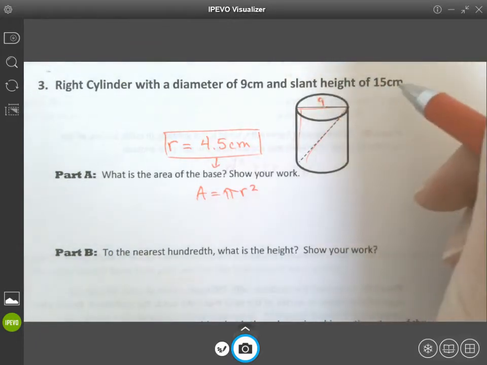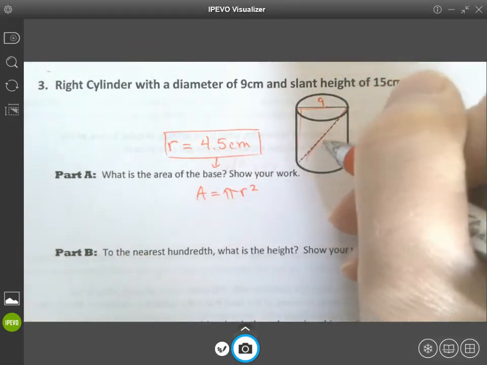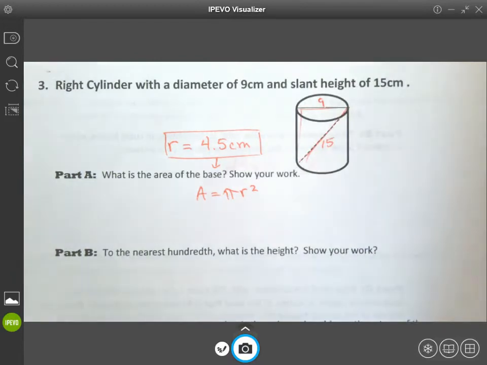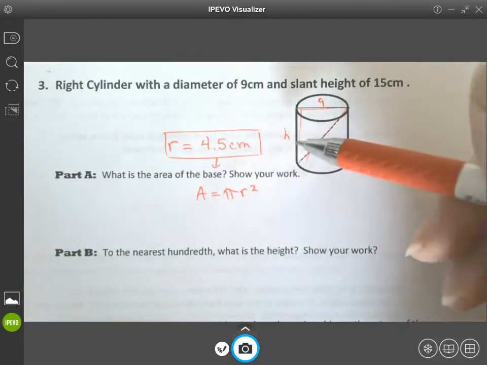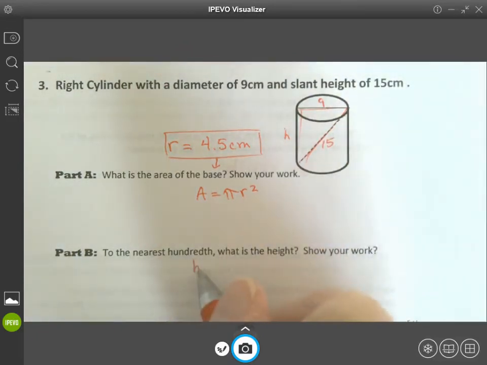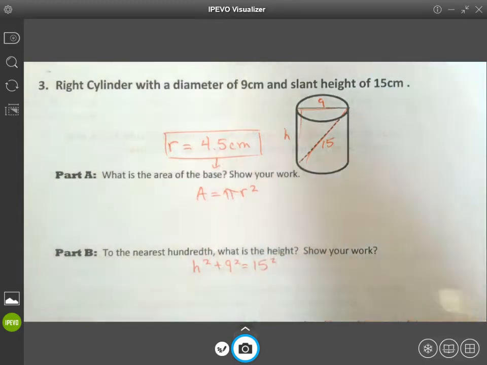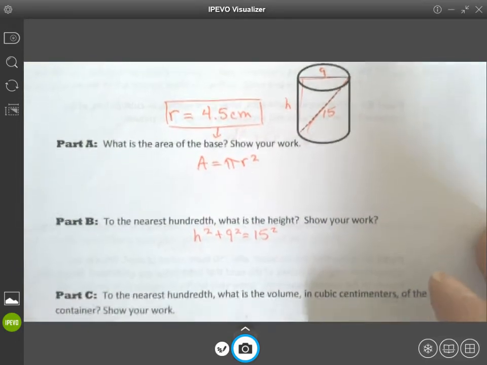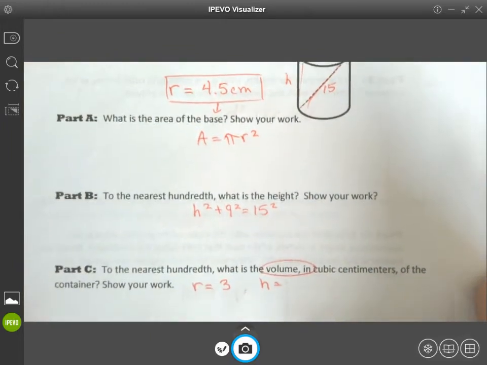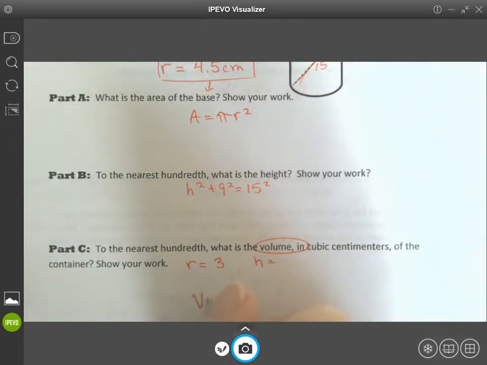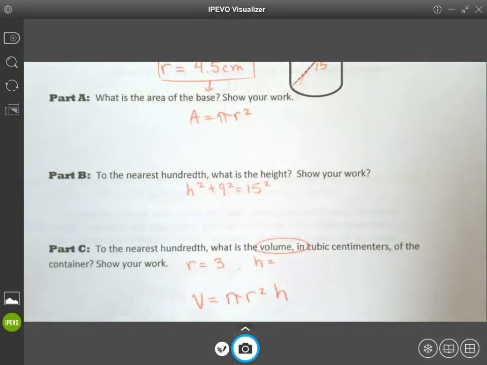See, it has a slant height of 15. They're calling this the slant height. I call that the diagonal. What'd you say? Pythagorean theorem. Yeah, when you set up your Pythagorean theorem, it is h squared plus 9 squared equals the hypotenuse squared. Now, once you know that information, you know the radius is 3. You're finding the height. Now find the volume. And that volume formula for the 50th time, pi r squared h.